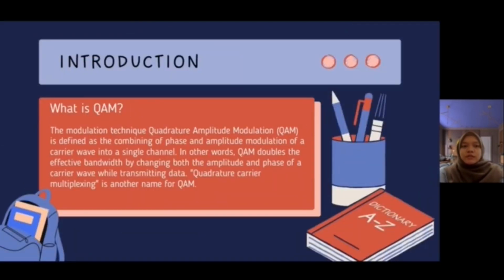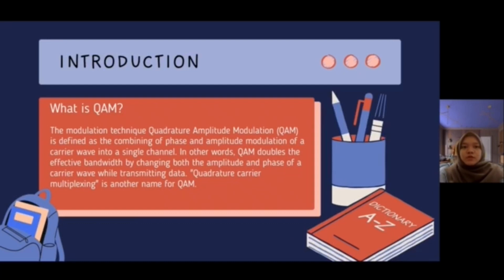Introduction. The modulation technique quadrature amplitude modulation, QAM, is defined as the combining of phase and amplitude modulation of a carrier wave into a single channel. In other words, QAM doubles the effective bandwidth by changing both the amplitude and phase of a carrier wave while transmitting data. Quadrature carrier multiplexing is another name for QAM.